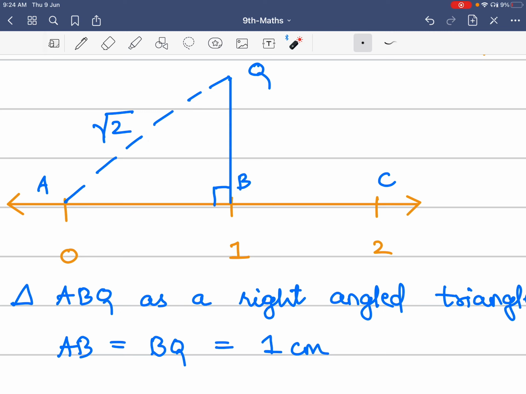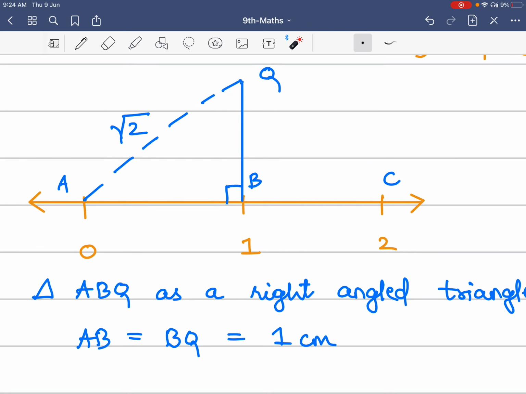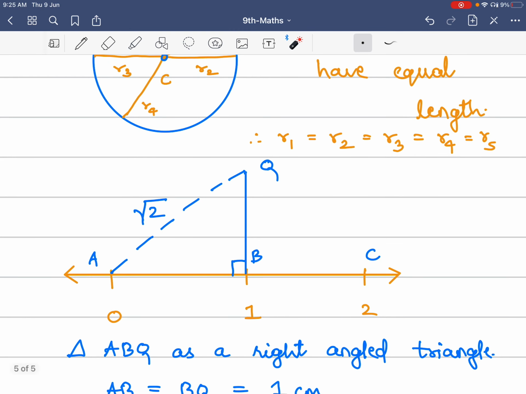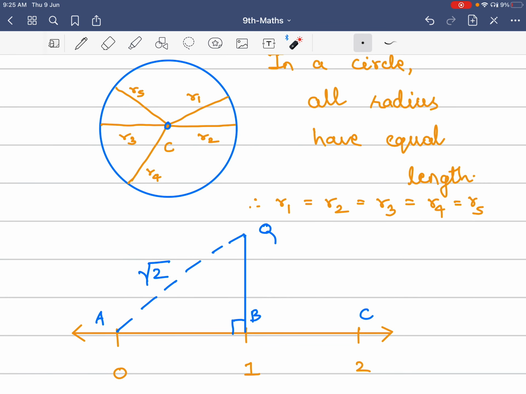Now this number, under root of 2, we have to mark somewhere on the number line. We have to locate it on the number line. It's an irrational number, as we saw in the previous video. Now how to locate root 2 on the number line? We are going to do an additional construction. We assume that this point A is the center of a circle, and this point Q lies on the circumference of the circle, exactly like the scenario that we saw here.